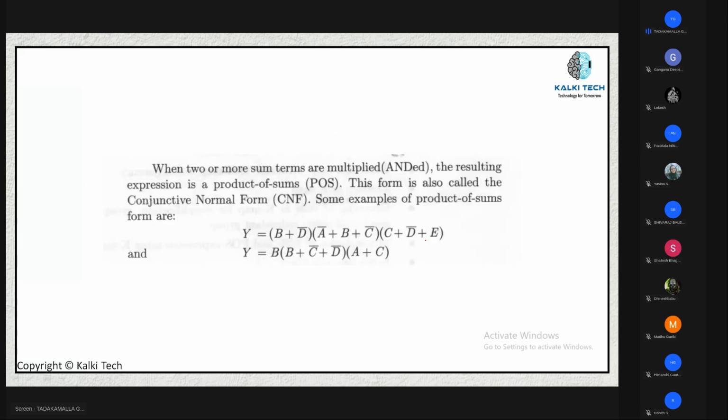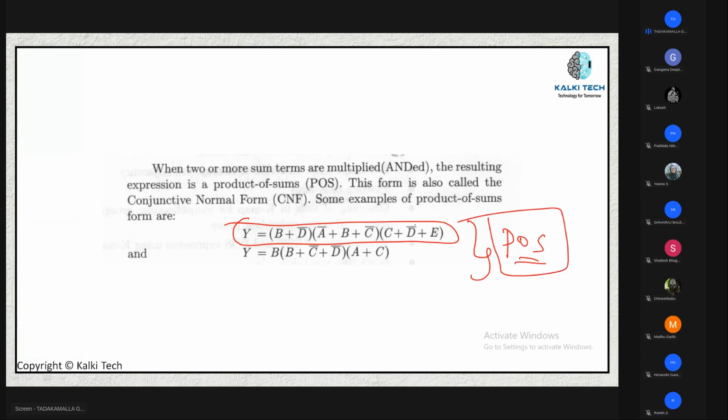If you want to write the POS form of representation, these are our POS forms. Product of sum, we are making a product of the sums. For example, B plus D bar into A bar plus B plus C bar into C plus D bar plus C. These are all product of sum terms. When two or more sum terms are multiplied or ANDed, the resulting expression is a product of sum. This form is also called conjunctive normal form, or CNF.